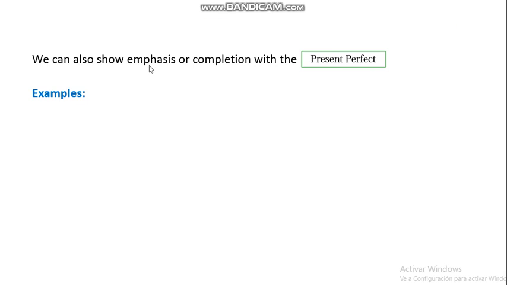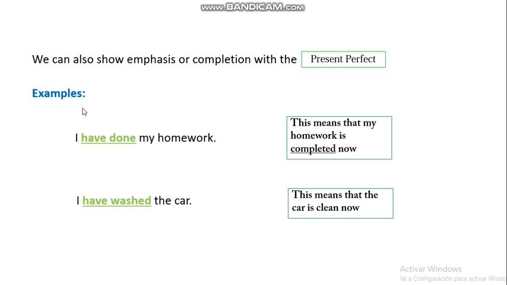We can also show emphasis or completion with the present perfect. So we have to make emphasis. We are going to see some examples. I have done my homework. This means that my homework is completed now. So I finished doing my homework. I have washed the car. This means that the car is clean now. So the action is completed too.